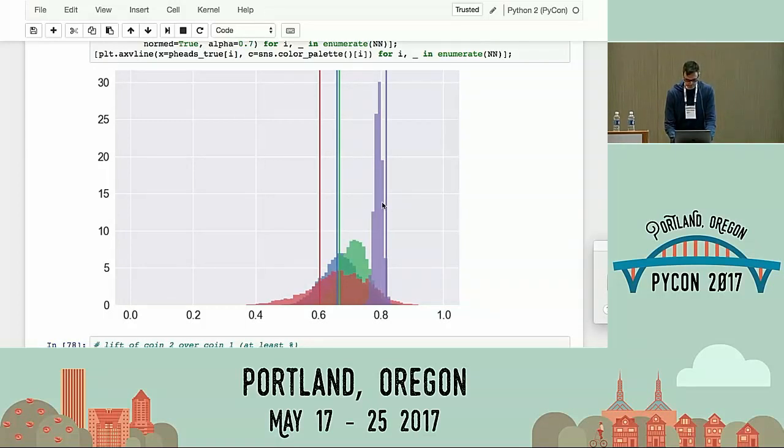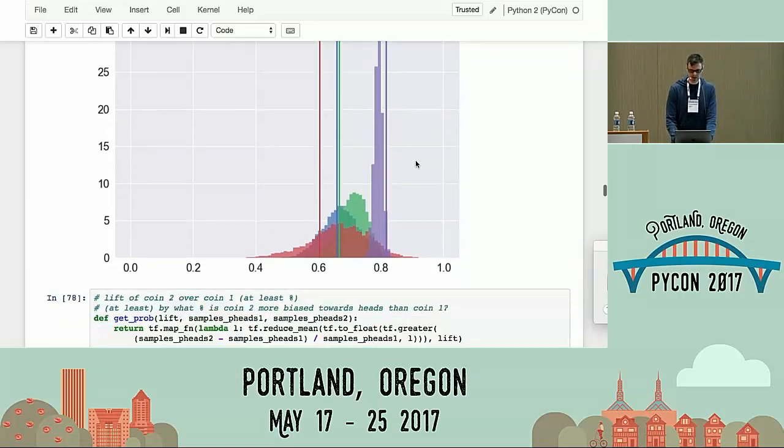So the purple coin here was very good. It's a little bit off, I don't know really why. The red coin, well, it certainly is covered in the right region, but there's still a lot of uncertainty. Blue is quite good. Green is not so good.